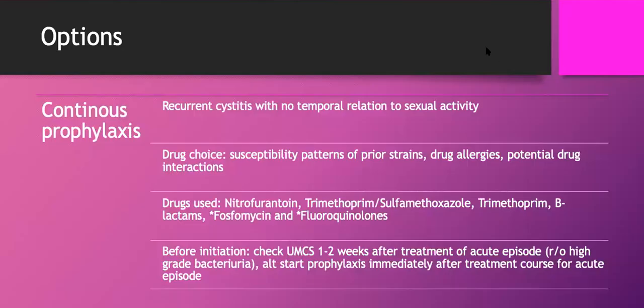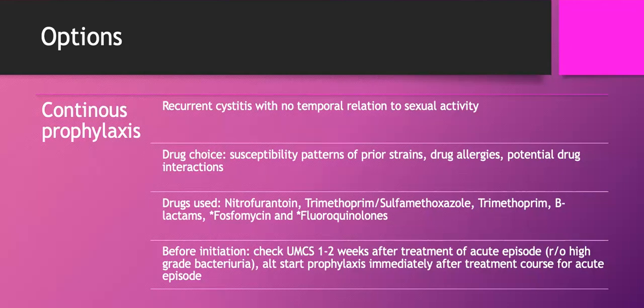Okay, so the options for antimicrobial prophylaxis include either continuous prophylaxis, and this is applied to patients who have recurrent cystitis with no temporal relation to sexual activity. The drug choice is basically you choose the specific drug according to susceptibility and patterns of prior strains. Basically, you take into consideration if the patient has drug allergies or if they are on any other medication which would actually interact with the antimicrobial that you're going to choose.